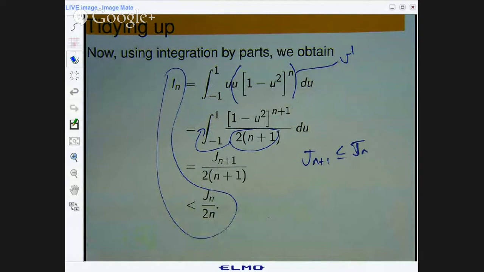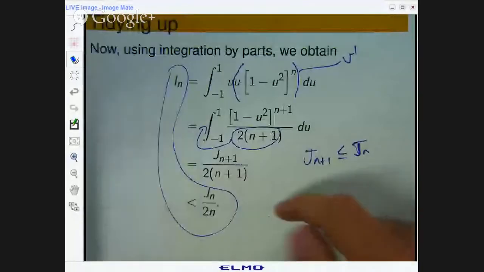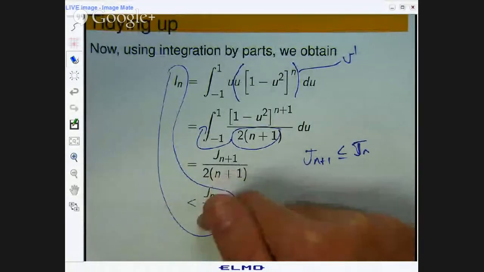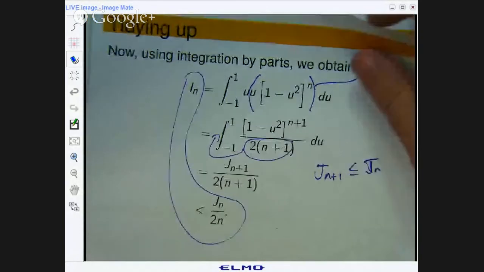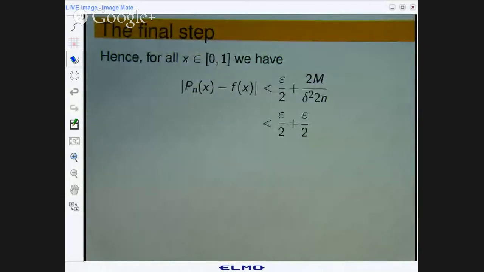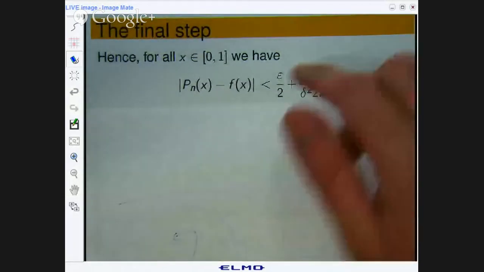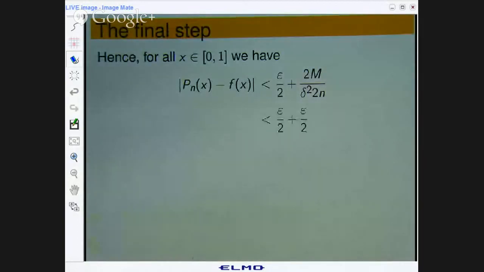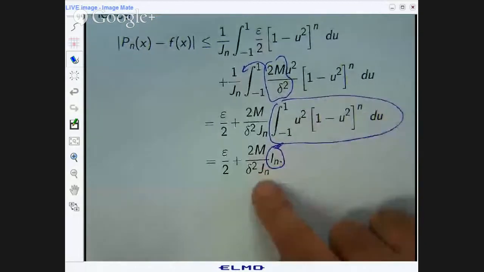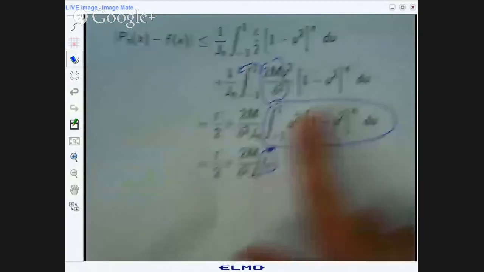Okay, so what? Well, let's look back at the previous page. I can now form an inequality on the I sub n in terms of this thing. Okay, so let's do that. It's the final step. This now, you can put an inequality there. You can replace it. The j sub n's will cancel, so the j sub n and the I sub n will cancel off. And you're left with this.